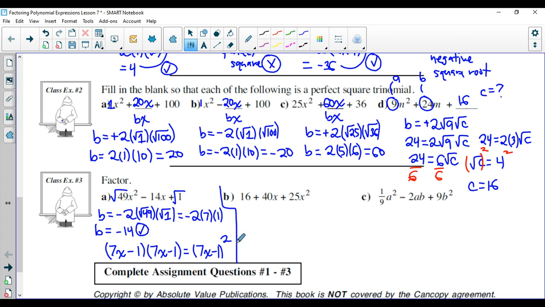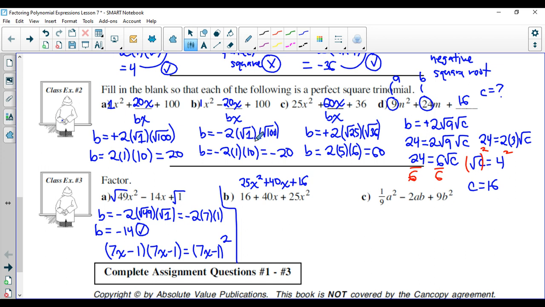Okay, let's go to b here. Now, this one's not written in order of descending degrees. I'm going to first of all change it to that. So I'll write down 25x squared plus 40x plus 16.